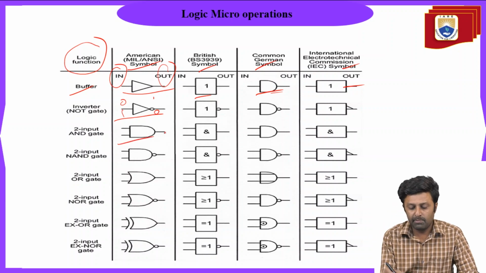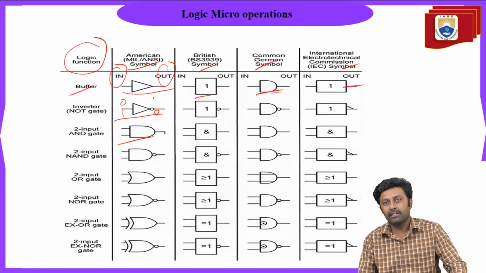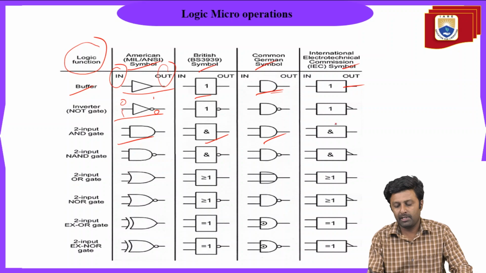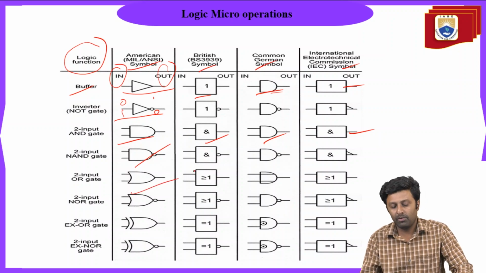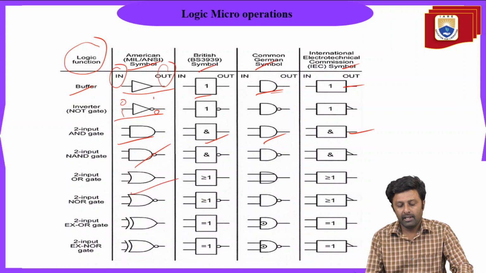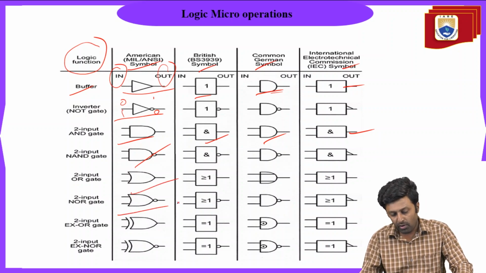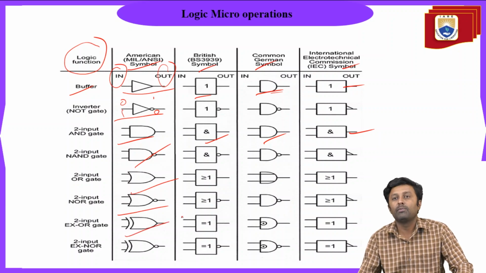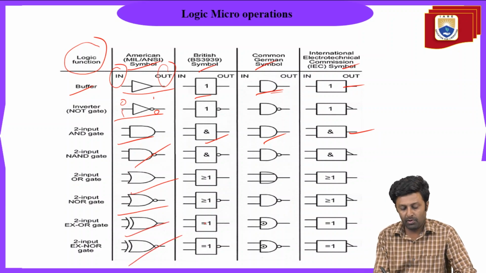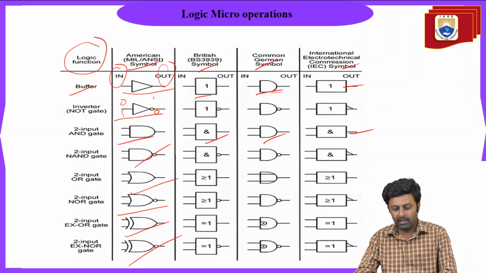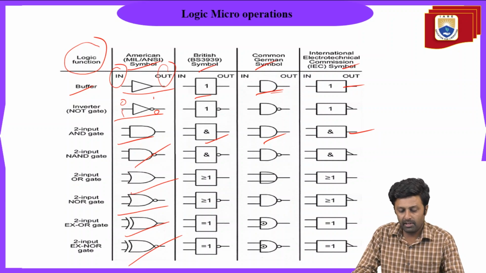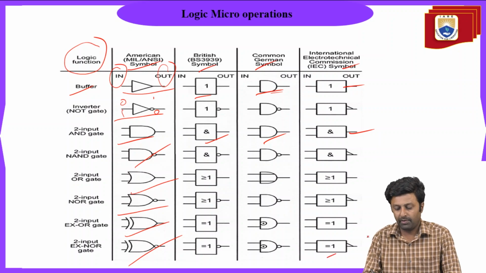This is the symbol for a 2 input AND gate. It can also be represented like this, and this is the symbol for a 2 input NAND gate. This is the symbol for a 2 input OR gate. This is the symbol for a 2 input NOR gate. This is the symbol for a 2 input XOR gate, and this is the symbol for a 2 input XNOR gate. So these are the basic symbols of the different gates that we have to remember.